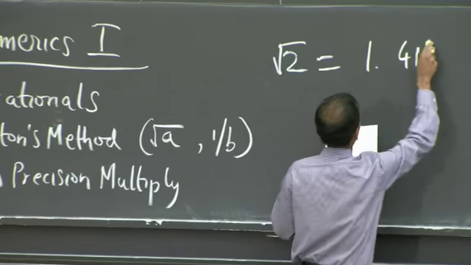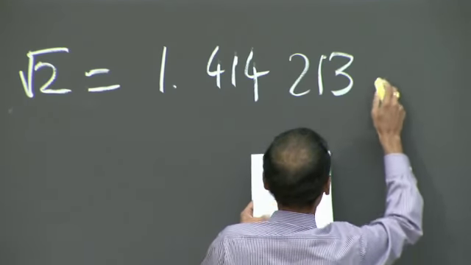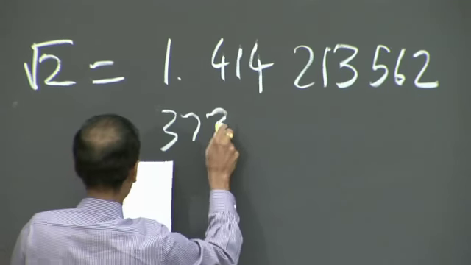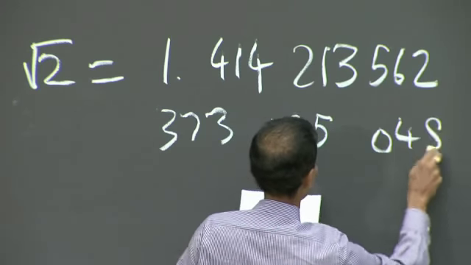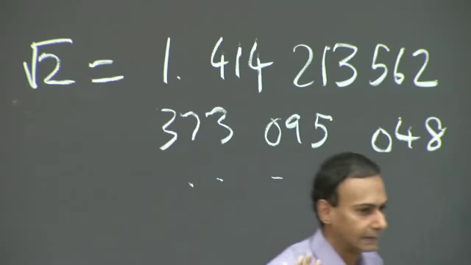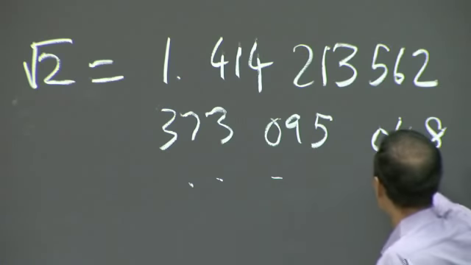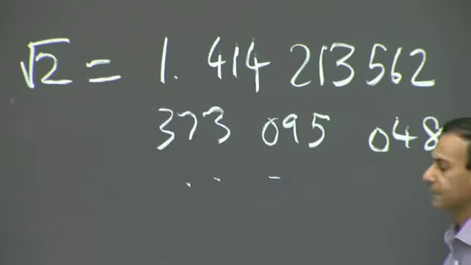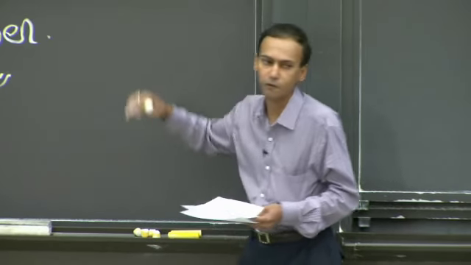So it's 1.414, and you probably all knew that. Then it's 213, 562, 373, 095, 048, etc. And I mean, I don't see a pattern there. I see a zero, a couple of zeros here. It's kind of hard to imagine. You'd probably want to think of a computer program that generates the square root of 2, and then maybe a different computer program that's looking for patterns, right?